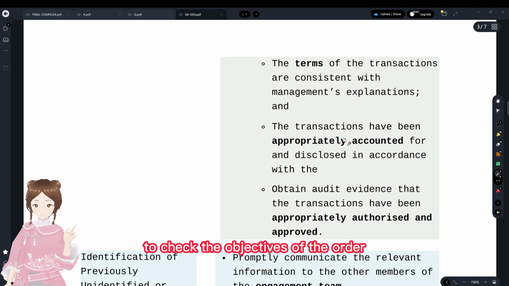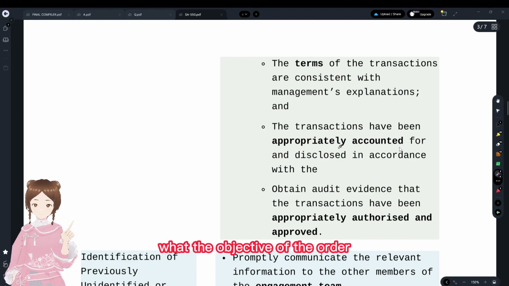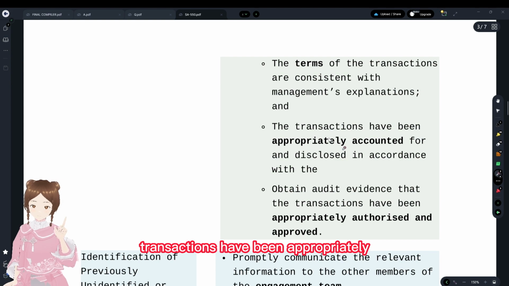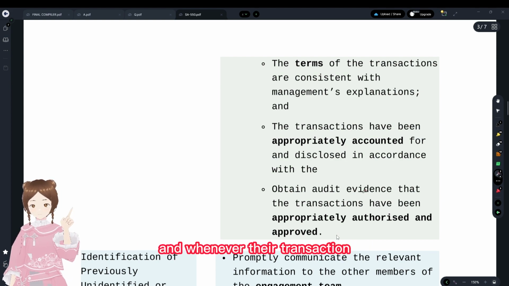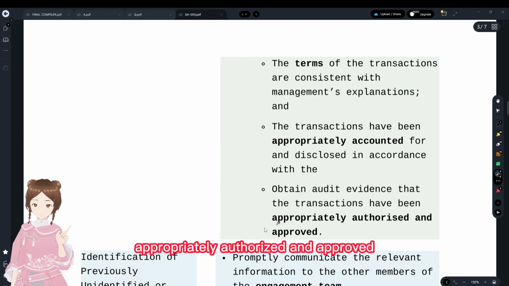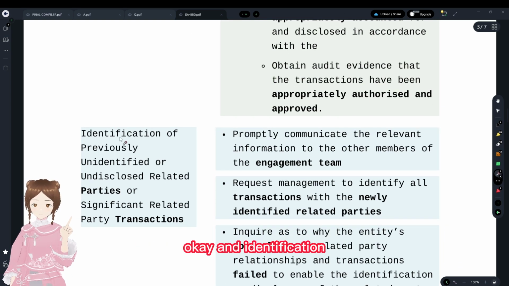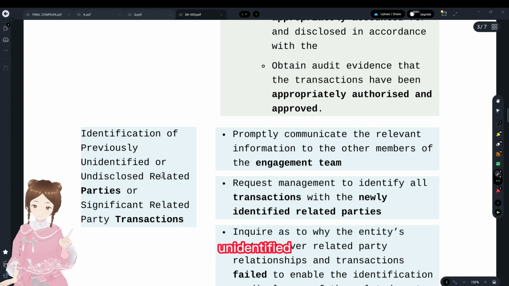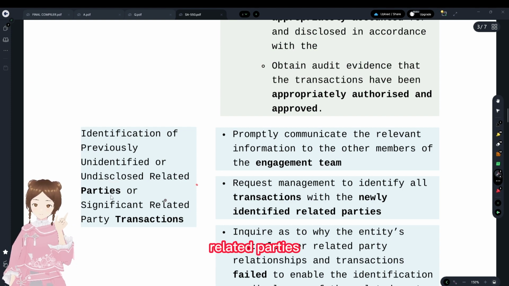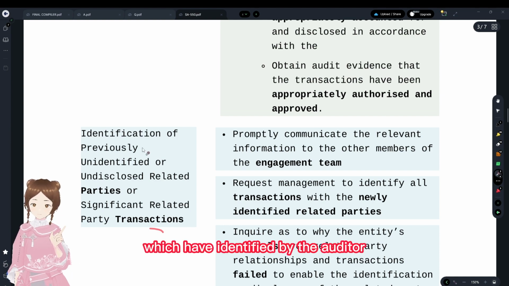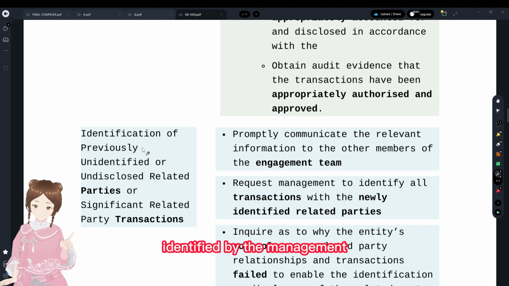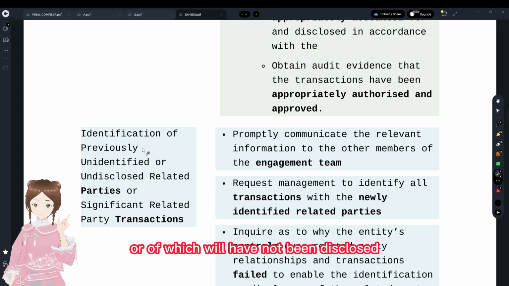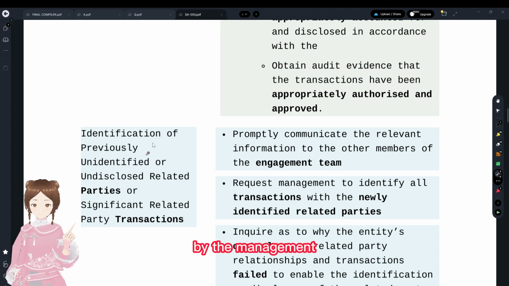And we also have to check the objectives of the audit. What is the objective of the audit: whether the transactions have been appropriately accounted for or not, and whenever there is a transaction, whether it was appropriately authorized and approved. Okay. And identification of previously unidentified or undisclosed related parties or significant related party transactions, which were identified by the auditor, which were not previously identified by the management, or which have not been disclosed by the management.